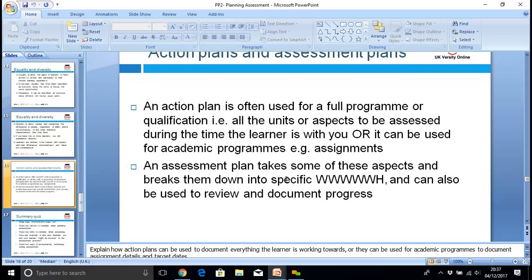An assessment plan takes some of these aspects and breaks them down into the specific 5 W's and an H. It can also be used to review any document progress.